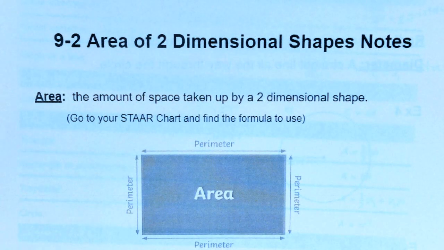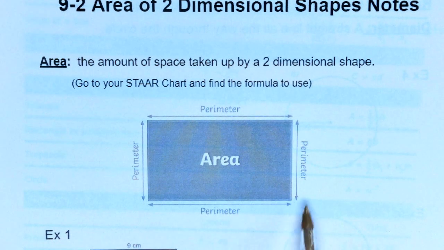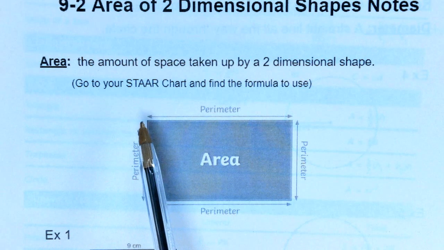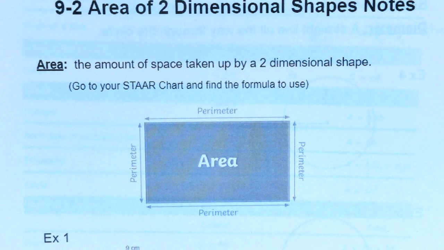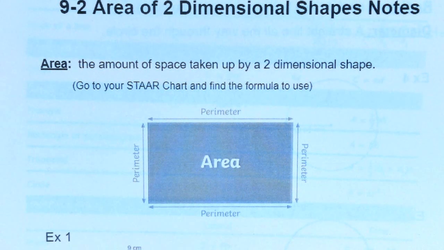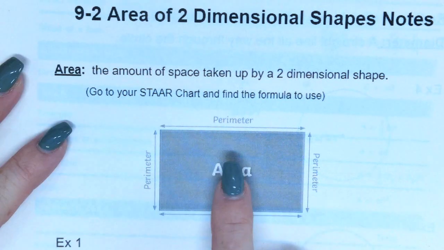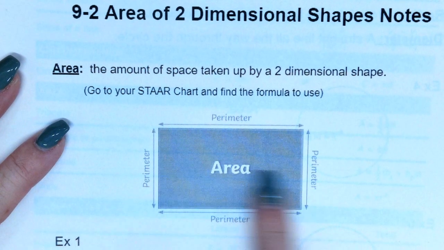All right. Yesterday we learned perimeter. Perimeter goes around the outside of the shape. How did you find perimeter? Add all the sides. But today we're going to find area. What is area? It's written for you guys. But what is area? The amount of space taken up by a 2-dimensional shape. That means the entire shape.